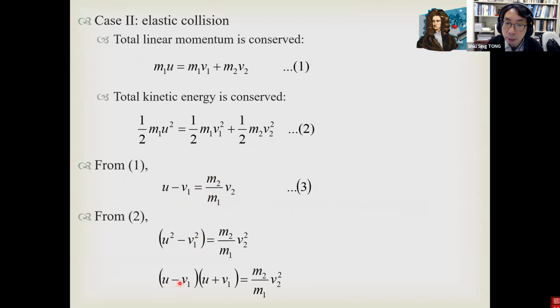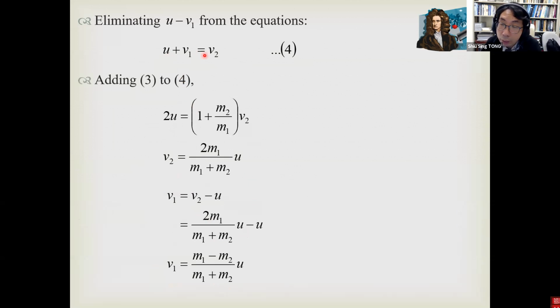So I can substitute this into this position. And I immediately find that the v2 cancels with one of the v2 on the right hand side. And also I find the m2 over m1 cancels with the right hand side. So the resulting equation is very simple. After substituting, I get rid of the m2 over m1, and I get rid of one of the v2. So I get a very simple equation: u plus v1 is equal to v2. Okay, so this is a very simple equation.